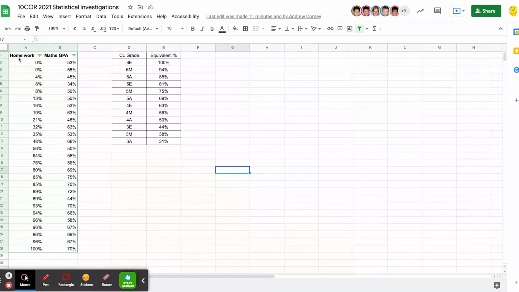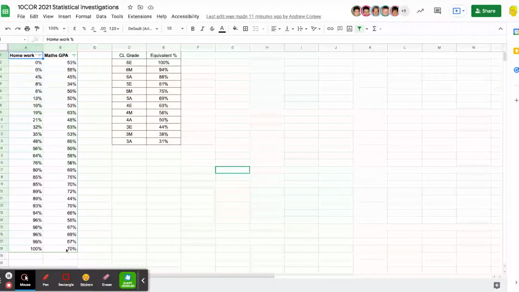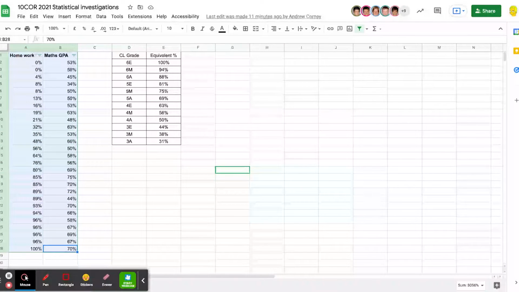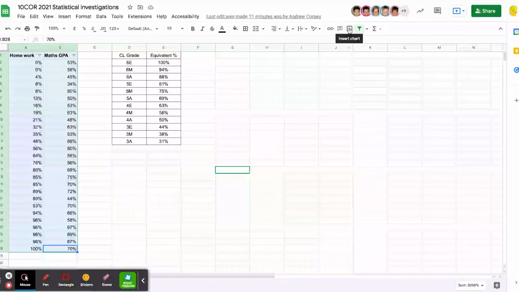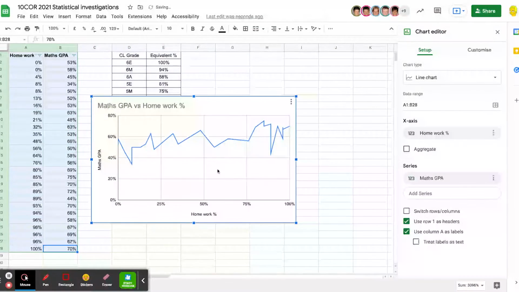Right, so here's the table of data that we want to graph. To make a graph in Sheets, we want to highlight that data, including the titles. We can then hit the Insert Chart button. Chart means the same as graph, and it tries to figure out what type of graph that you want.